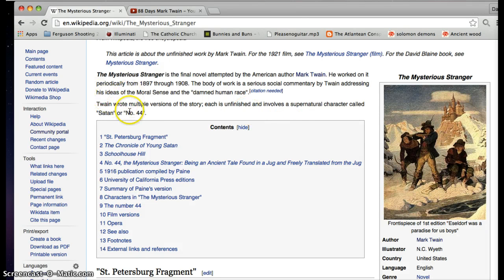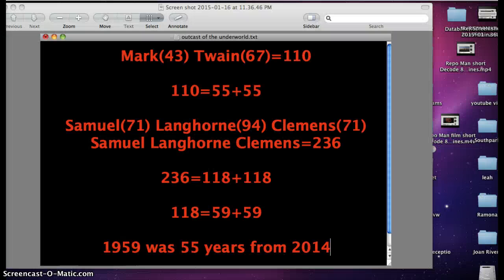And who do we got? Satan is number 44. So I was just sitting at work, typing, and just kind of thinking because I have nothing else to do. Anyway, I just added up Mark Twain, and his real name is Samuel Langhorne Clemens. This is just his pen name. I'm sure everybody knows that. But anyway, you got Mark Twain equals 110. And then 110 equals 55 plus 55.